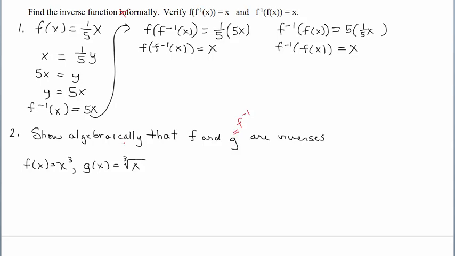All right, so how do we show algebraically? What do these directions mean without telling us specifically what to do? Well, to show algebraically that two functions are inverses, it means perform these two compositions. Put g inside of f and see if you get x, and then put f inside of g and see if you also get x, the identity function, the line of symmetry, if you will. All right, so we have our work cut out for us.